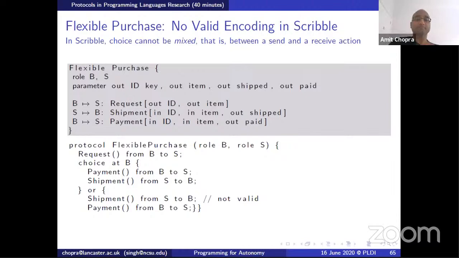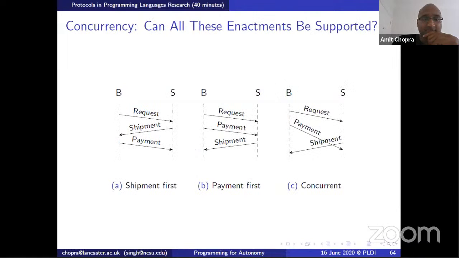So all three enactments are supported. The concurrent enactment is supported because after both parties have observed request, they can go ahead with their respective actions, shipment and payment. The interaction in A is supported because here the buyer sends a request.